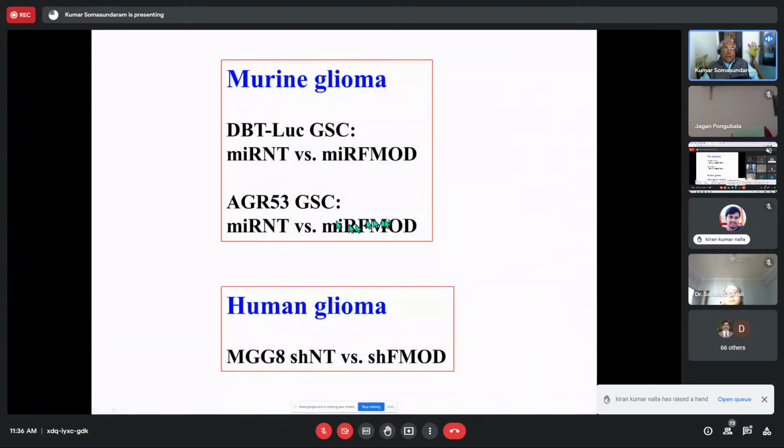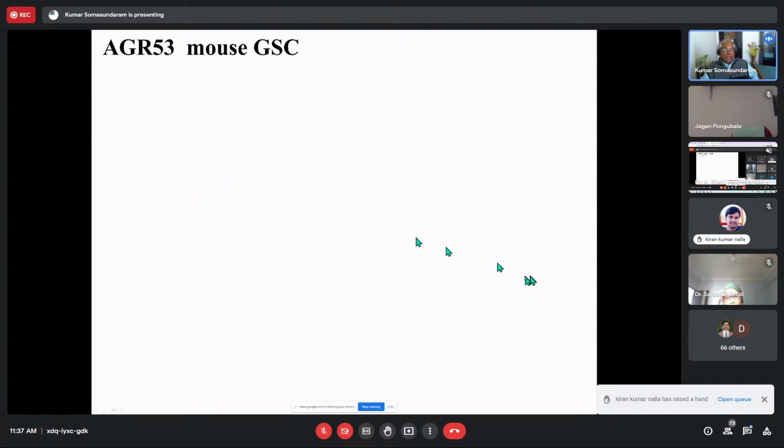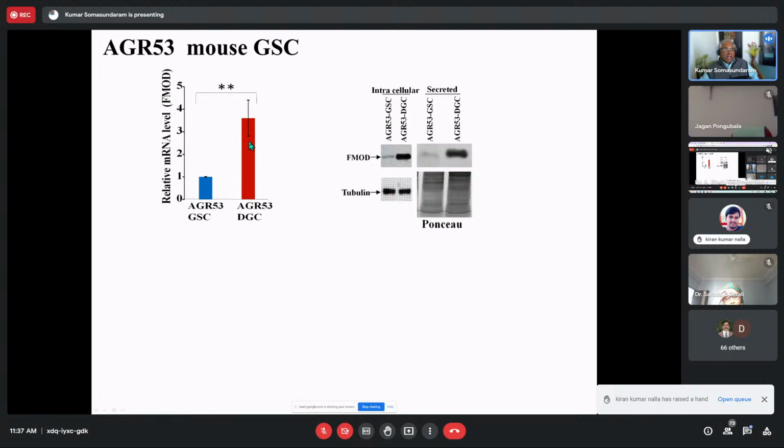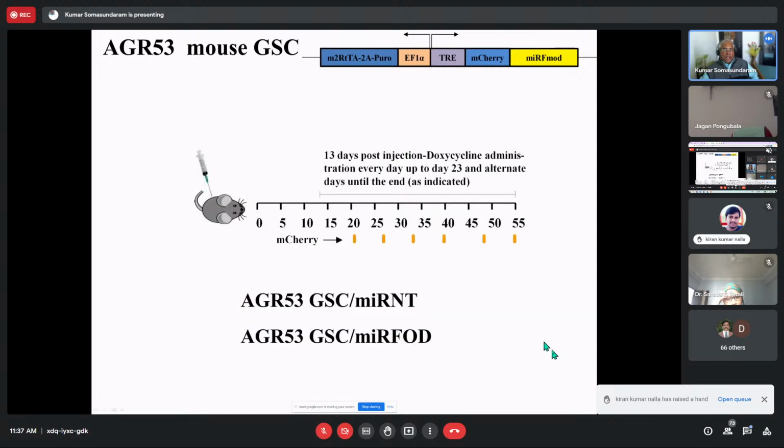We used 2 different murine glioma as well as 1 human glioma. For this particular purpose, I'm going to show the data from only one animal model, where AGR53 GSE, a murine glioma, where we used non-targeting as well as a FMOD targeting under a doxycycline inducible construct for this particular experiment. AGR53 GSEs, again, transcript levels are higher in the DGC, protein level is higher in the DGC. Once you introduce this particular construct in the DGCs, only when you actually add doxycycline, RNA comes down, protein comes down. So after verification, we carried out the experiment.